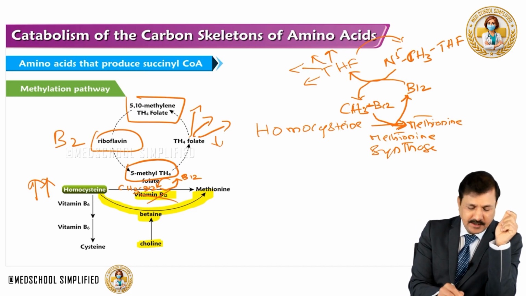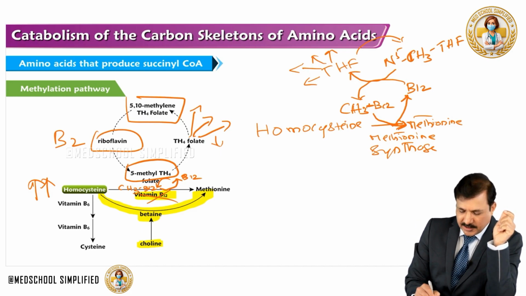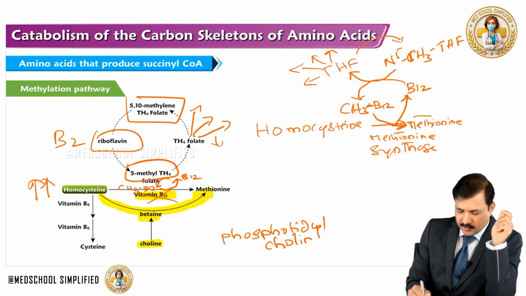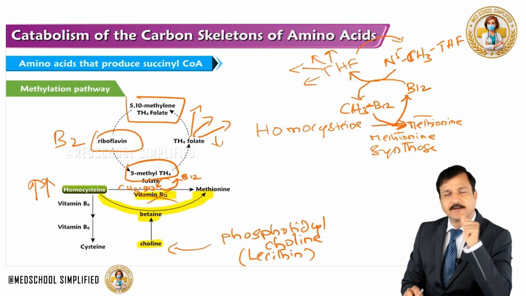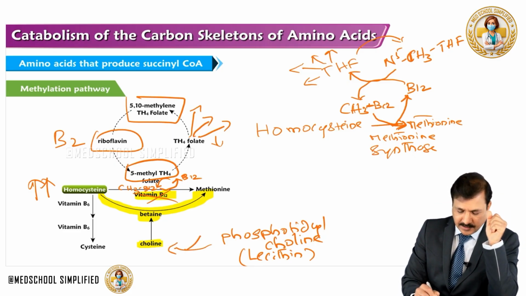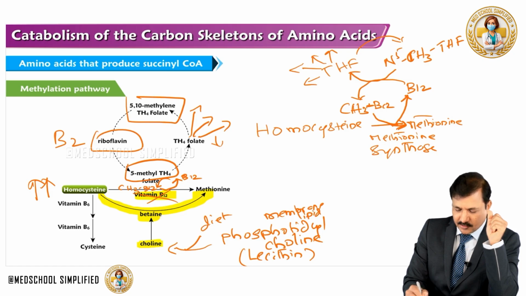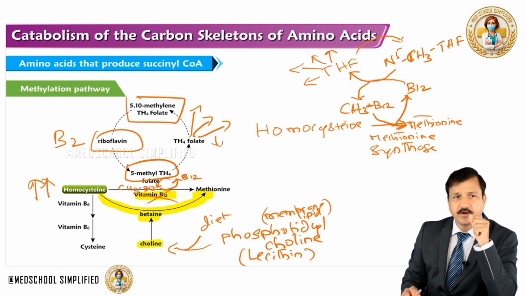And you know, choline is coming from phosphatidylcholine. You know, membrane phospholipid, phosphatidylcholine. Phosphatidylcholine is lecithin. Another name for phosphatidylcholine is lecithin. Lecithin is the one that donates choline, and also choline can come from diet. So, this is a membrane lipid. Phosphatidylcholine is a membrane lipid, or choline can come from diet like egg yolk.